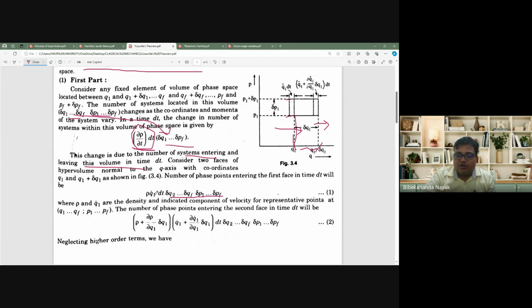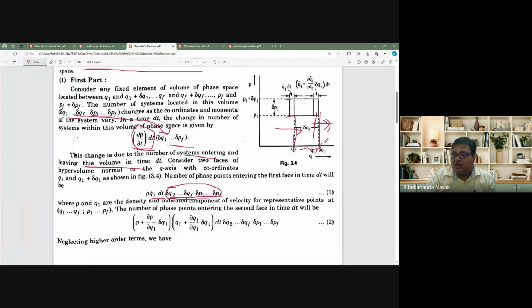This is dq1 by dt into the change in time dt, which is q1 dot into dt, multiplied by rho, and besides q1, the other volume elements del q2 to del pf, where rho and q1 dot are the density and the component of velocity. The number of phase points entering the second face, actually leaving through this, how much will it be?